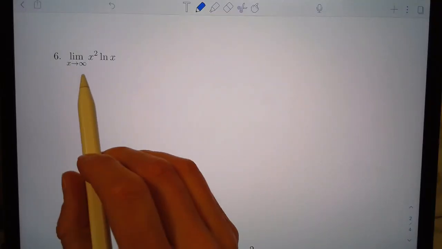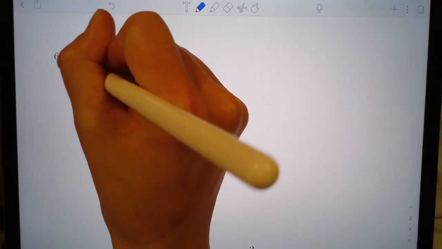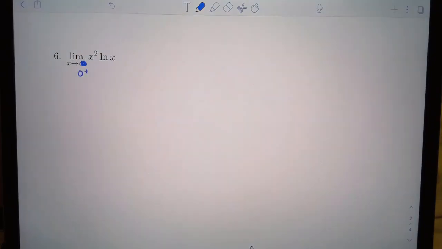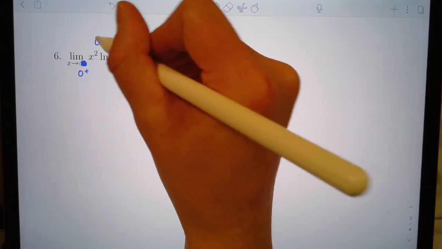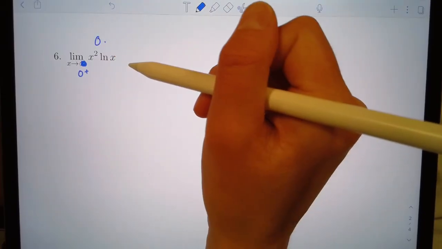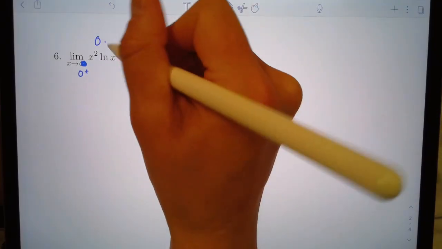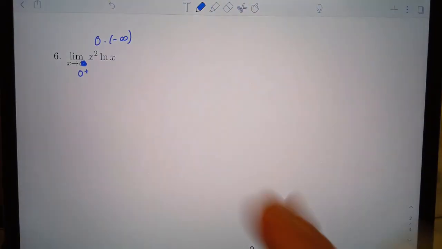So this worksheet had a typo, which I fixed on your version, but I didn't on mine yet. So this is supposed to be 0 plus. All right, so with that in mind, we can see that the initial form of this is 0 times the natural log of x as x approaches 0 from the right is negative infinity. So this is a 0 times infinity form.